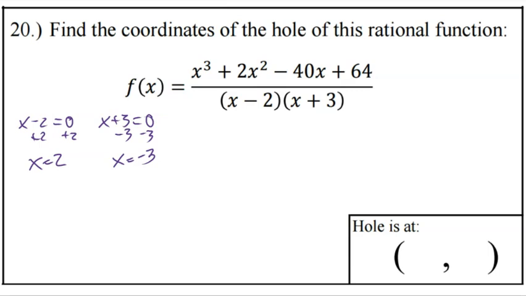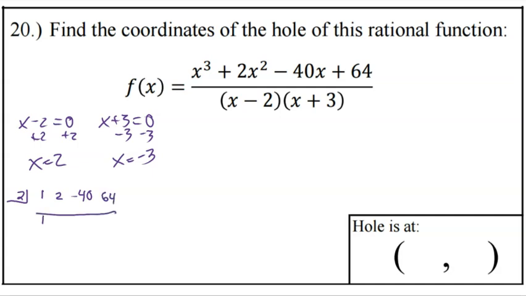So now what we're going to do is we're going to use synthetic division to plug 2 and negative 3 into the numerator, right? Just like the remainder theorem. So we're looking to see if the remainder is 0. So let's plug in 2 first, okay? And our numbers are 1, 2, negative 40, and positive 64. So 1, 2, negative 40, and 64, okay?